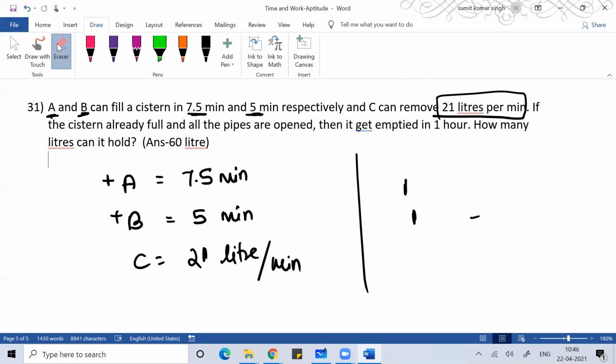So here, C can remove 21 liters per minute. They have given the speed of C, while they have given the time of A and B. How much time can A take to fill the cistern? A can fill the cistern in 7.5 minutes, and B can fill the cistern in 5 minutes.